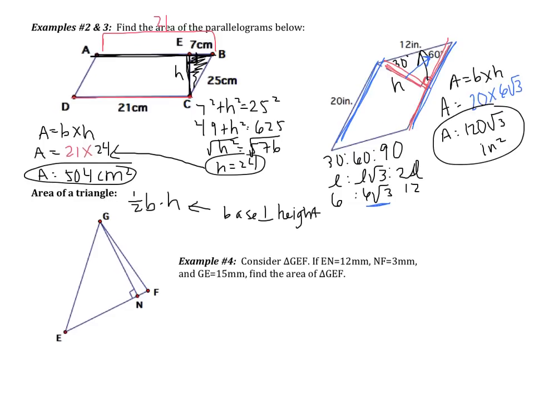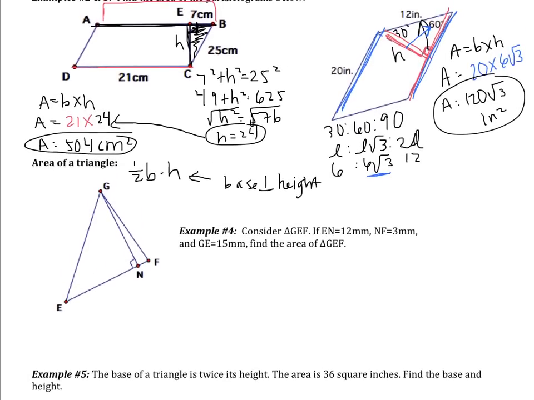So we're just going to jump right in with example 4. It says, consider triangle GEF. EN is 12, NF is 3, GE is 15. Find the area of triangle GEF. Okay, so my area is going to be 1/2 base multiplied by height. Identifying the base and the height, I have a right angle here, which means EF is my base, GN is my height.